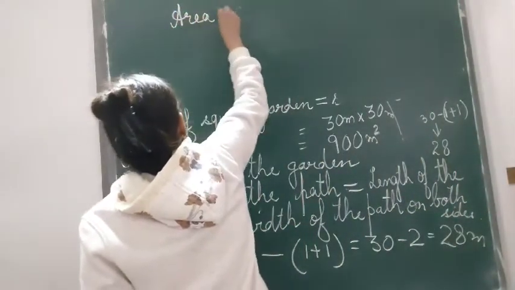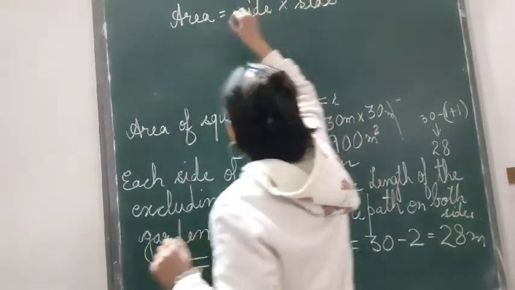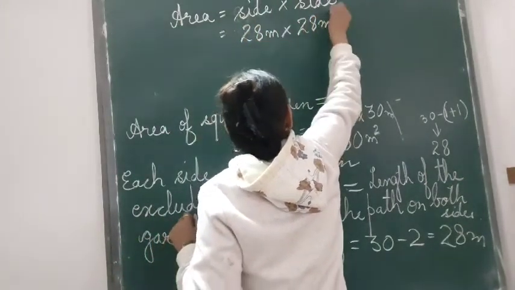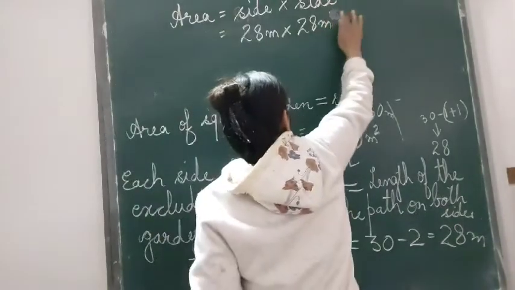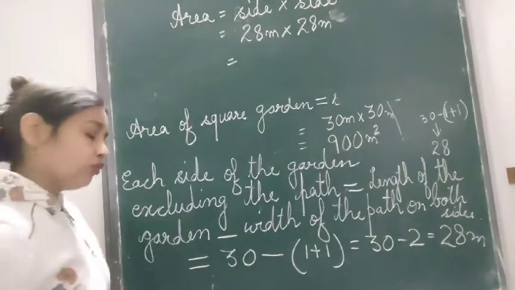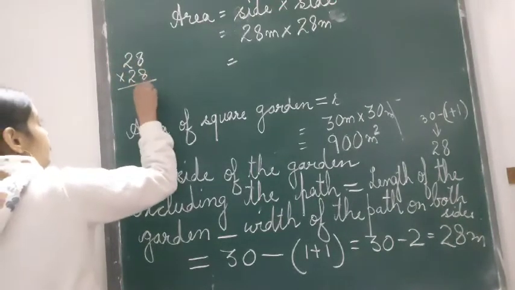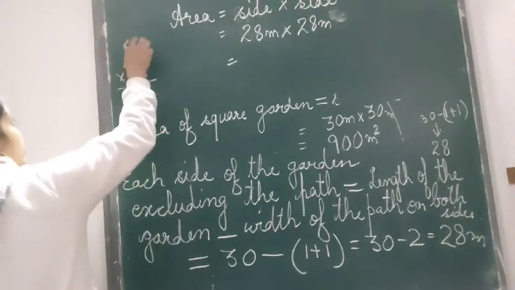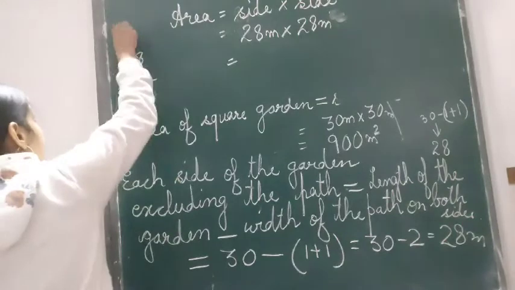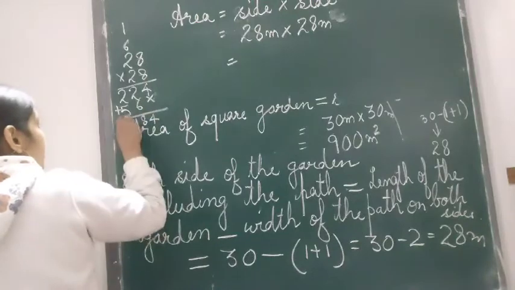So area is equal to side into side, which is equal to 28 meters into 28 meters. Sorry children, this is not square. Now we will multiply 28 into 28. So we will do it at the side. 8 8s gives us 64. 8 2s are 16, 17, 18, 19, 20, 21, 22. Then 2 8s are 16, 2 2s are 4, 5. This gives us 4, 8 and 7.